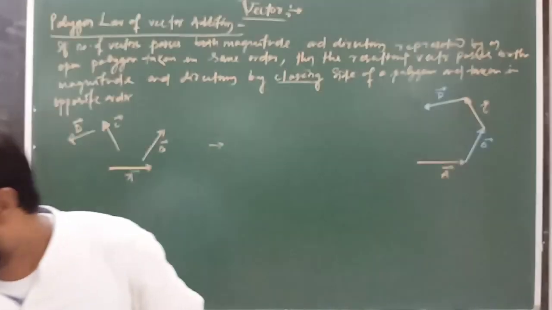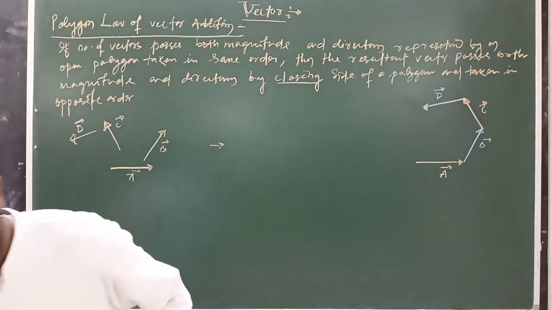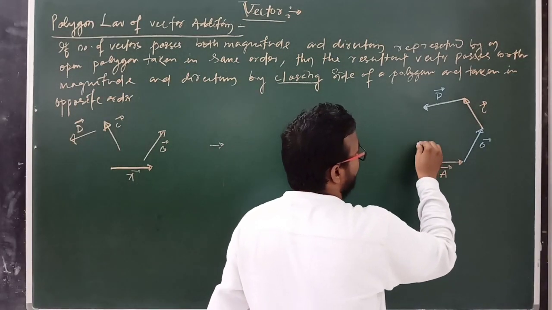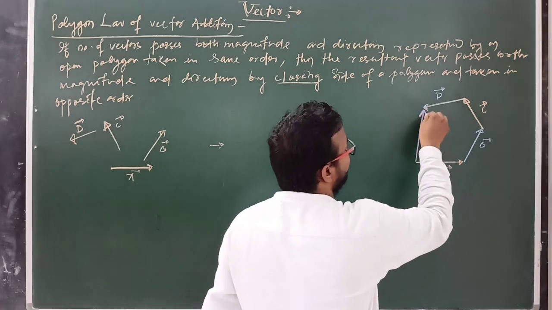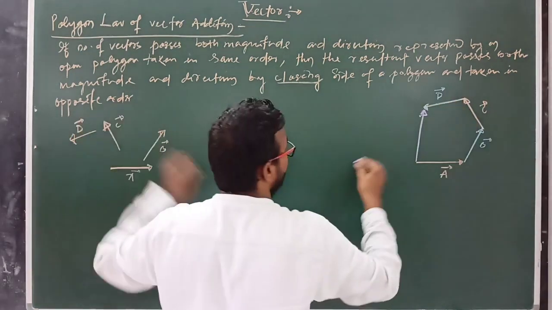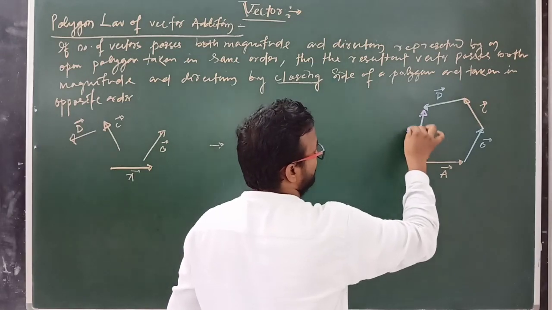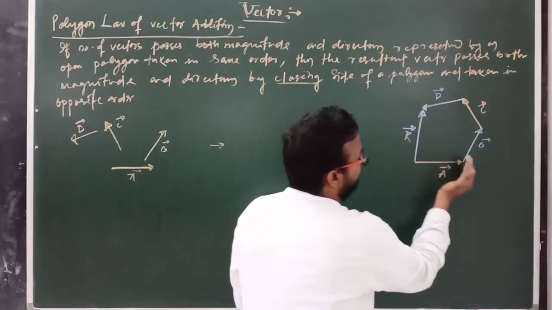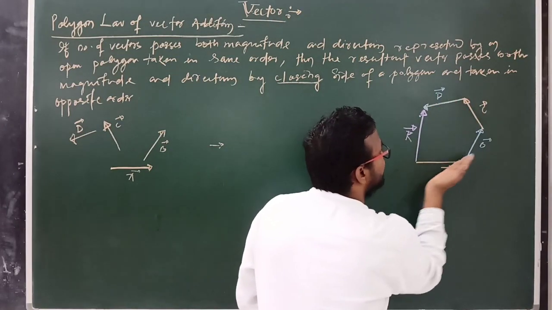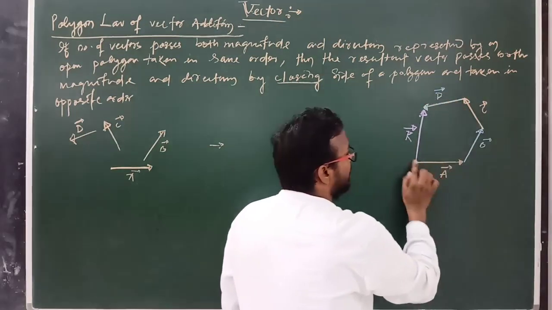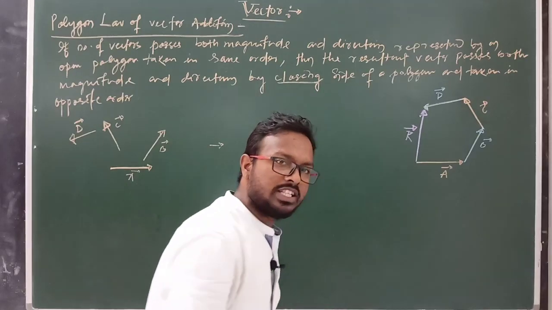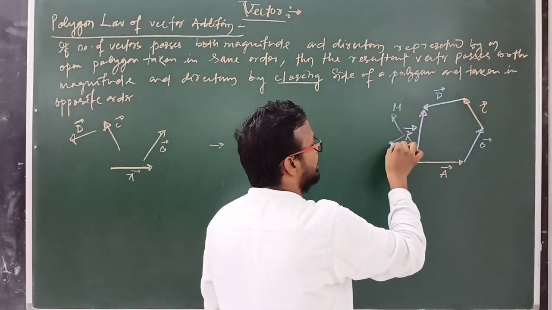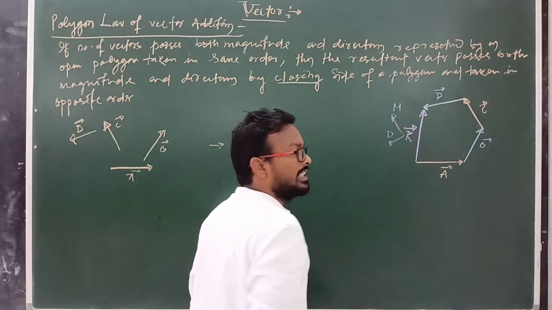So here we have to draw another vector which represents the resultant vector, and its direction is taken in opposite order. This is known as the resultant vector, the R vector. Clear? So vectors a, b, c and d are in the same order, but the resultant vector is in opposite order, and this resultant vector possesses magnitude and also possesses direction.